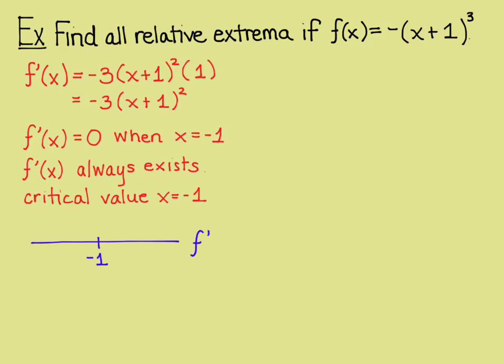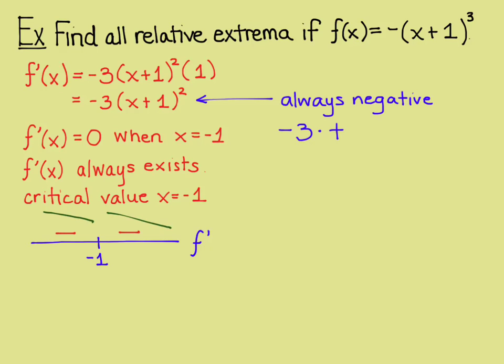So I'm going to draw x equals -1 on my number line. Notice that x plus 1 quantity squared is always positive, and -3 is always negative. So f prime of x is always negative in this case. So I'm going to draw a negative sign on both sides, in the interval below -1 and above -1. And we see that there is no relative max or relative min in this case.